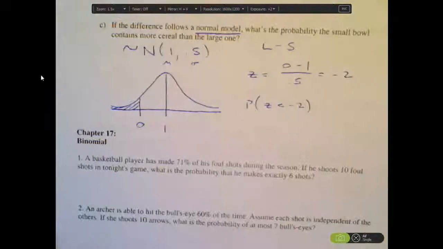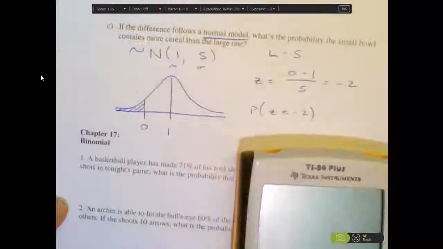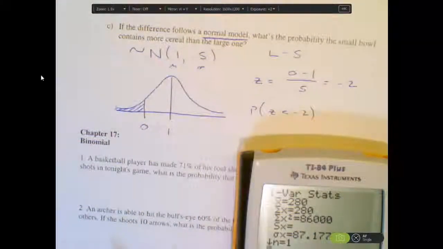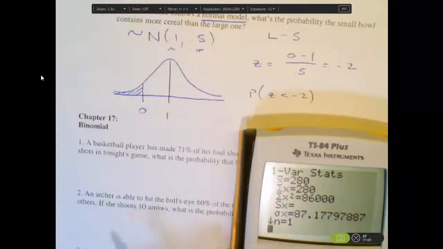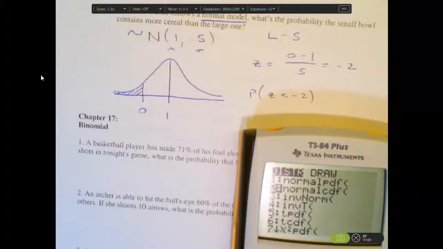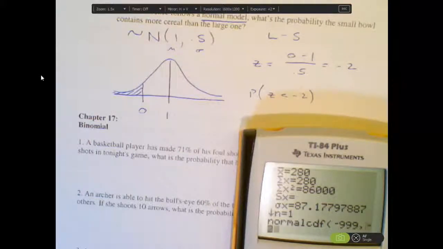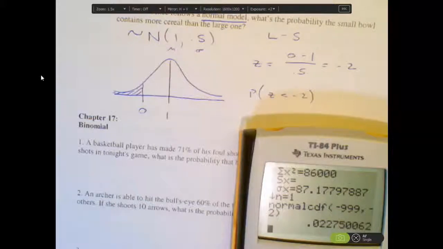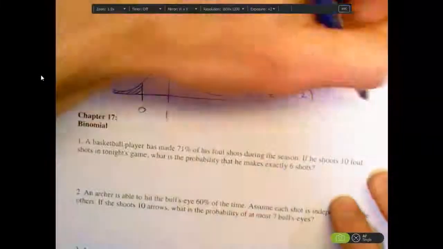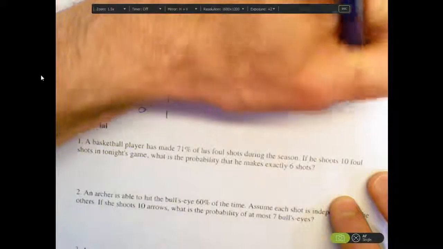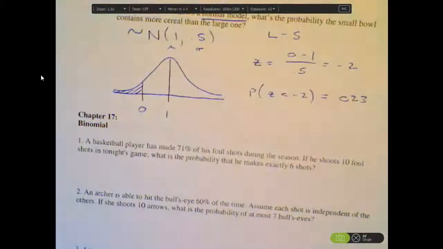So on my calculator, I'm going to go to normalcdf, -999, comma, -2. And we're looking at a little over 2%, so 0.023 it looks like. 0.023. So a little over a 2% chance that the small bowl is going to end up with more cereal in it than the large bowl.